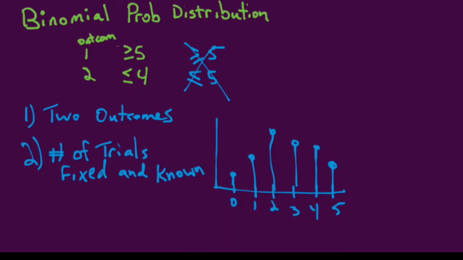So the third thing that needs to be true here is, sorry, I'm jumping ahead. The probability of success is the same for each trial. Okay, so every time you flip the coin, it's the same probability.